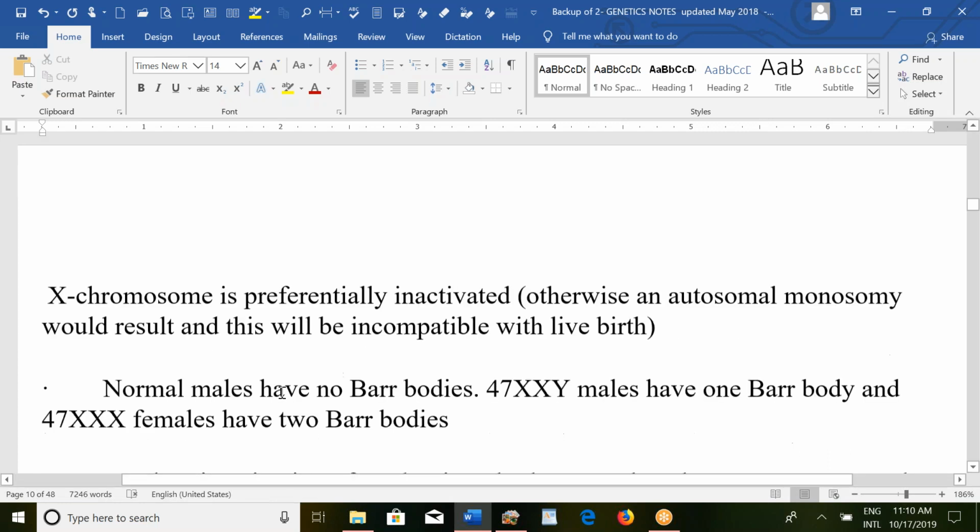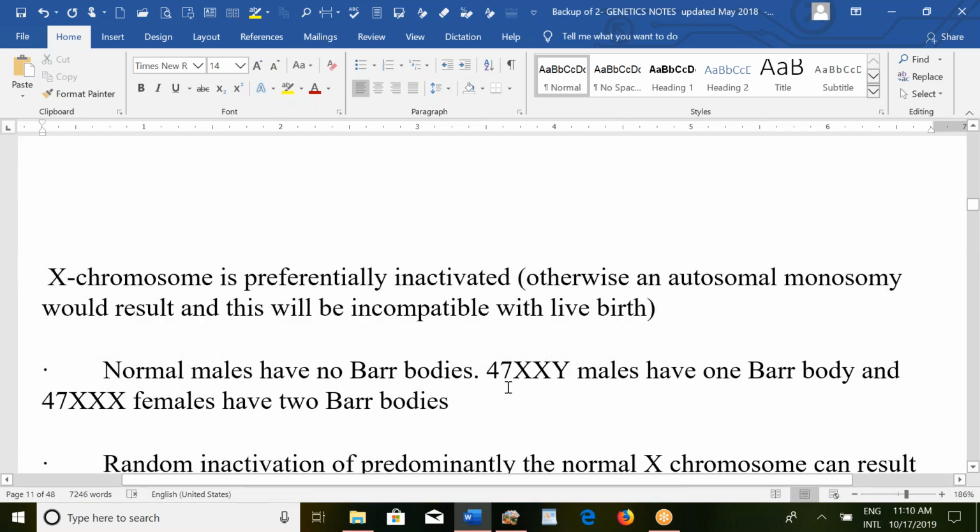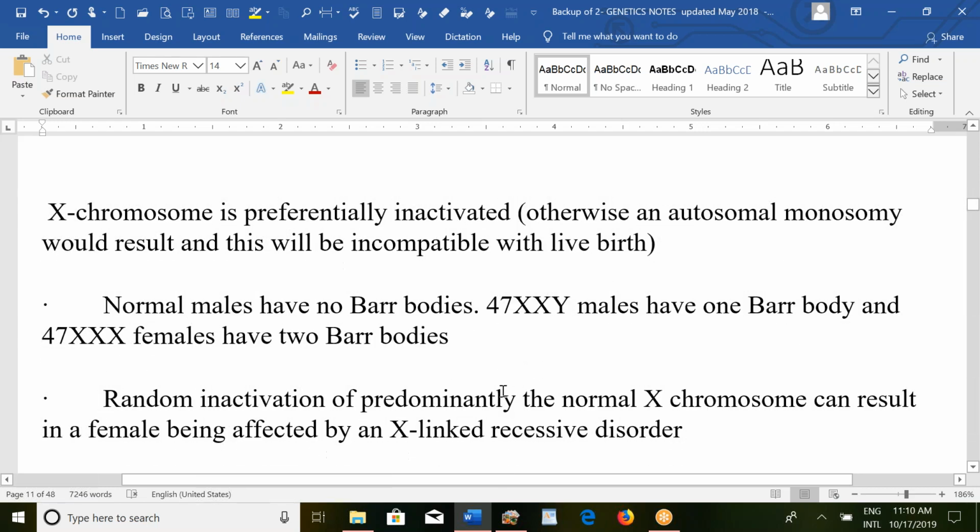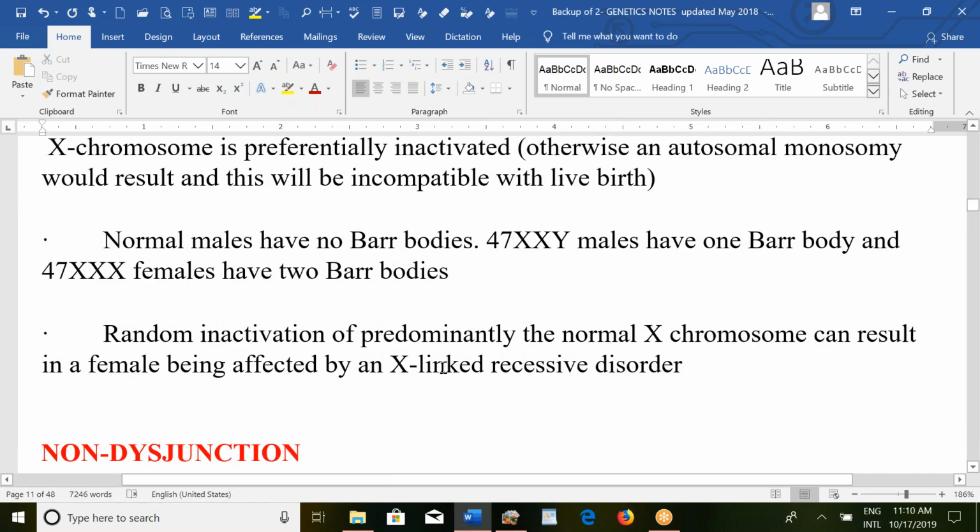Normal males have no Barr bodies. 47,XXY males have one Barr body, and 47,XXX females have two Barr bodies, because two X chromosomes are inactivated here, and in the other case one X is inactivated. Okay, and don't confuse this one with Klinefelter syndrome, that is different. Random inactivation of predominantly the normal X chromosome can result in a female being affected by an X-linked recessive disorder.